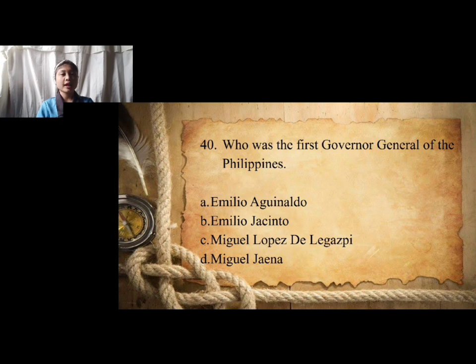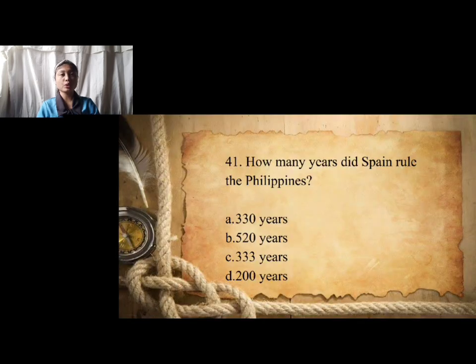Number 41. How many years did Spain rule in the Philippines? So the correct answer is letter C. After ruling for 333 years, the Spaniards finally left in 1898 and were replaced by the Americans, who stayed for 48 years. On July 4, 1946, the Americans recognized Philippine independence. The Philippines is the third largest English-speaking country in the world.